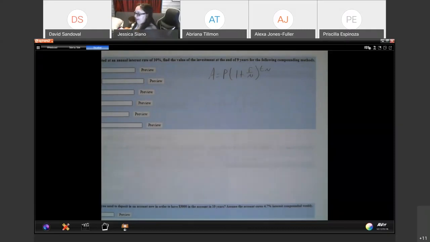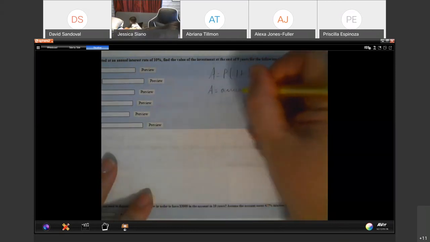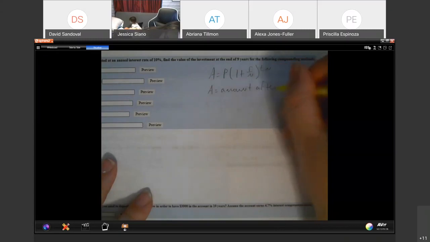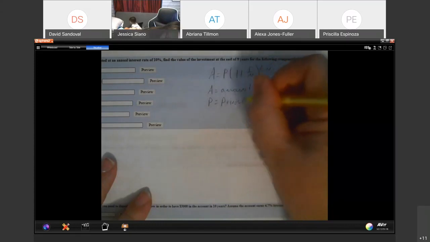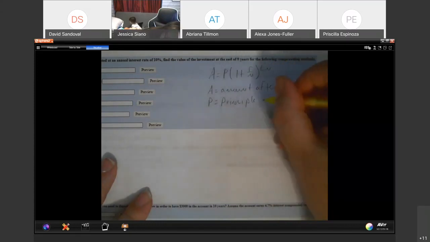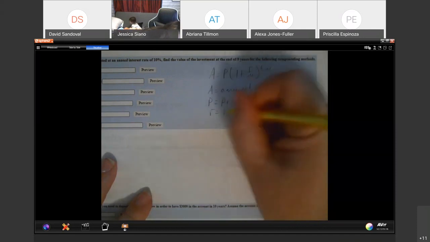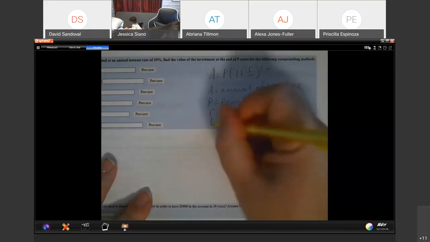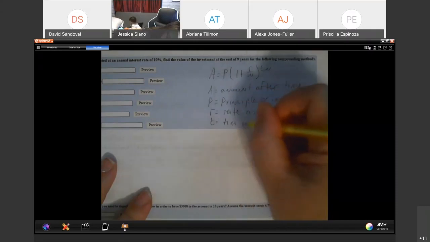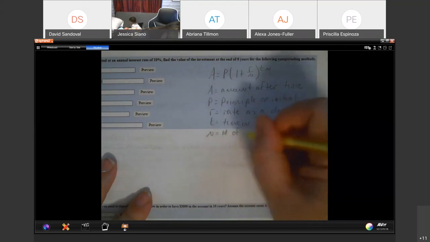Let's define everything there. A is the amortized amount, or the amount after time. P is my principal or initial amount. r is my rate as a decimal. t is time in years. And n is my number of compound cycles per year.